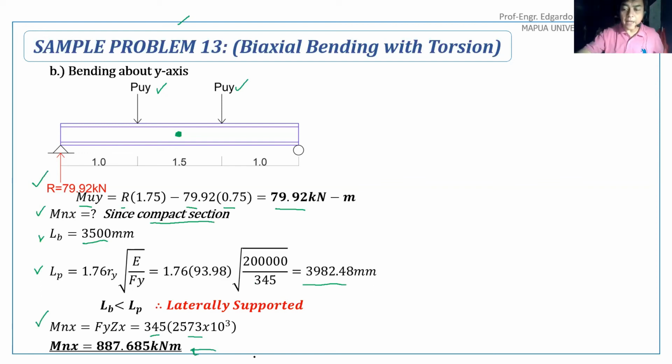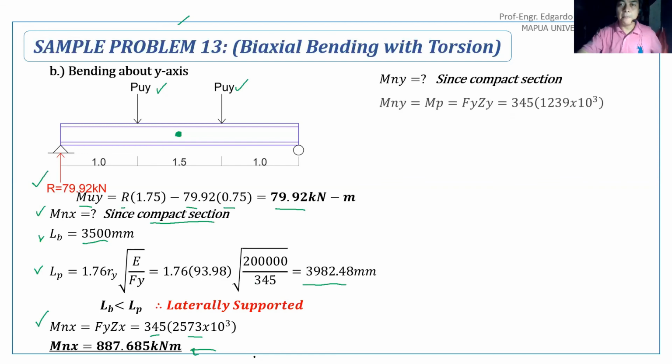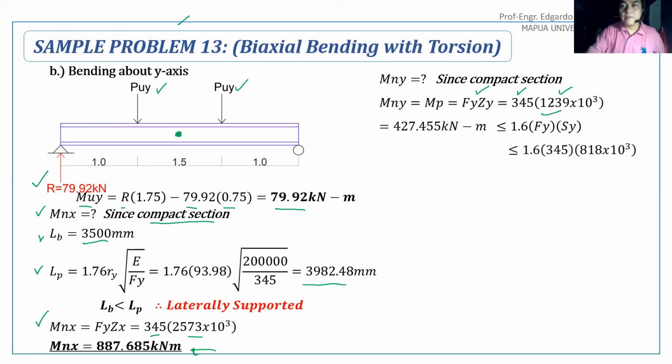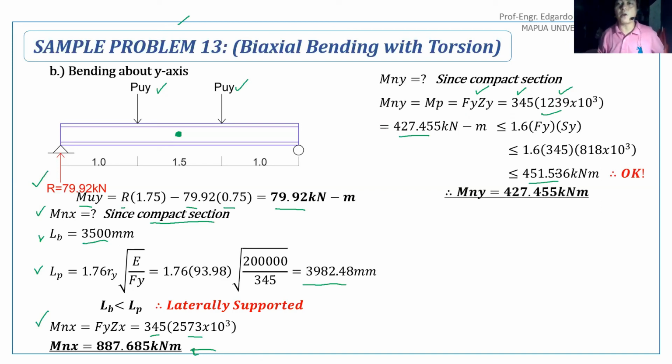Next, how about MNY? MNY. Again, compact section na yung section natin. So, ang MNY natin would be simply FYZY. FYZY, section property. Then, i-check mo lang siya sa 1.6 FYSY. 451. So, pasado naman, no? So, yung 427, less than naman siya sa 451. So, sabihin, okay naman yung MNY natin. So, we got the MNY, 427.